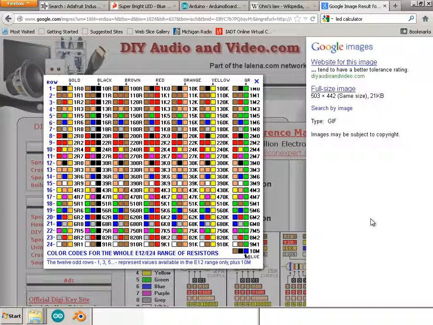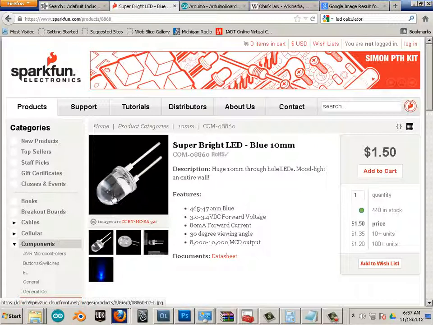Resistor. This is a resistor color chart. Our mission is to save the blue LED from extinction. So we have to know how much current the little LED can handle and how much voltage it can handle.